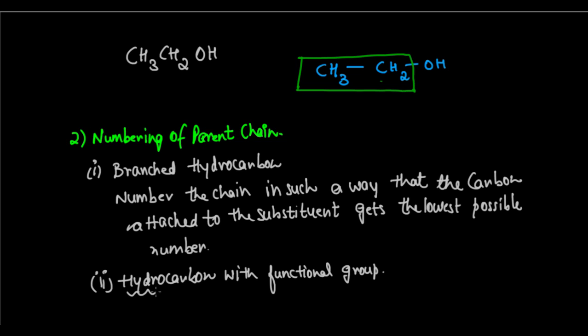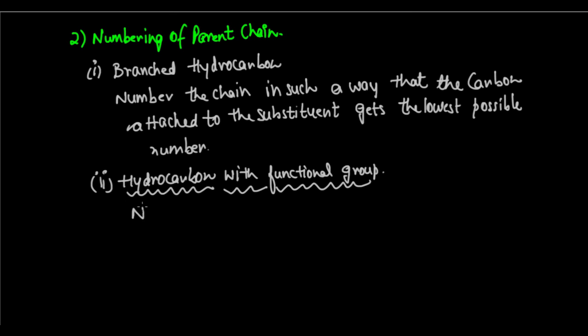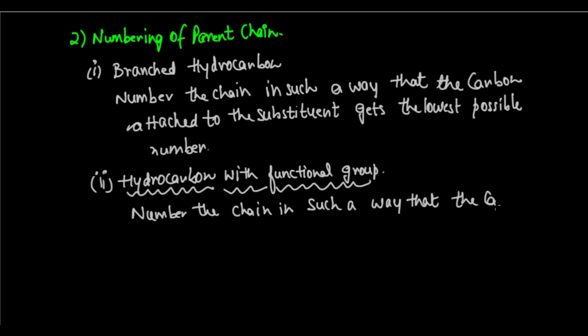Now, hydrocarbon with functional group, it's pretty simple. As I've told you, we give preference to the carbon attached to the functional group. Again, that lowest possible number rule will apply. So, number the chain in such a way that the carbon attached to the functional group gets the lowest possible number.